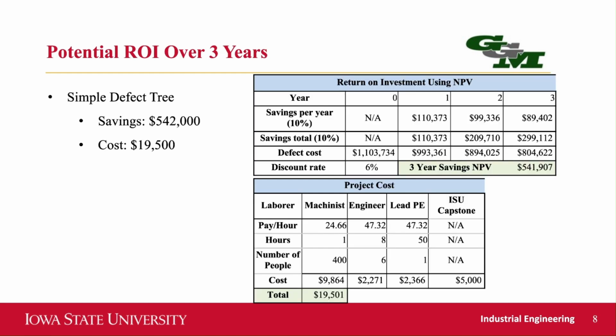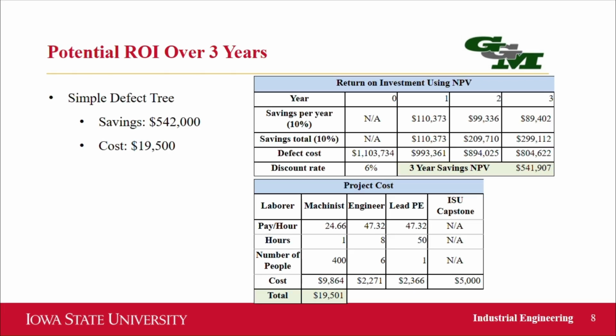To calculate our ROI over the next 3 years, we took the 10% savings that we projected based off of our project, compounding over the next 3 years, plugged into an NPV calculator at a 6% discount rate, which brought us to $541,907. Cost was estimated using the average labor rates of the state of Illinois times the amount of hours we were expecting each laborer to work on this project, and also included the ISU capstone costs. This came out to $19,501.